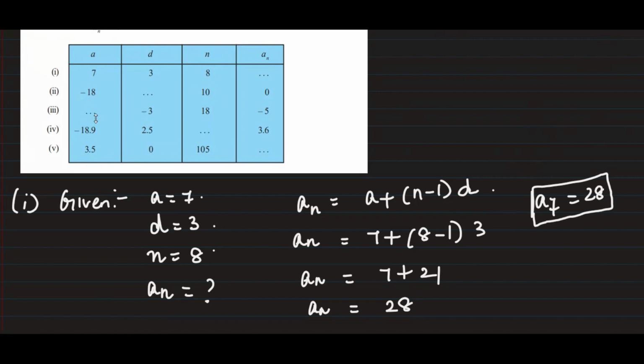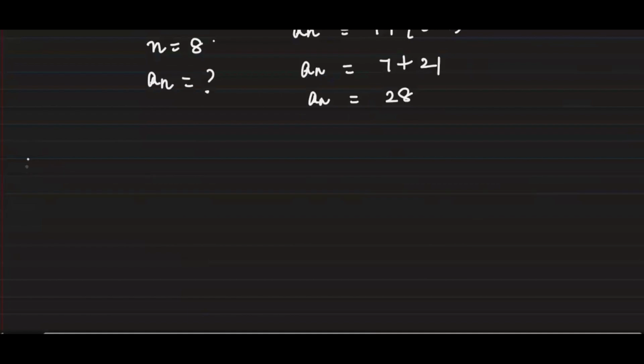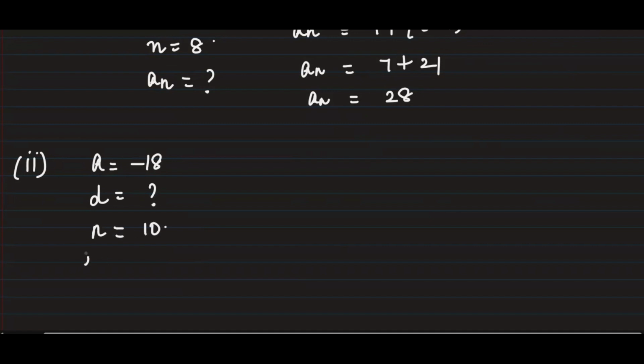So the next question. Question number 2. In question number 2, what is given? A is given as minus 18. D is not given, so we need to find D. N is given as 10 and AN is given as 0.